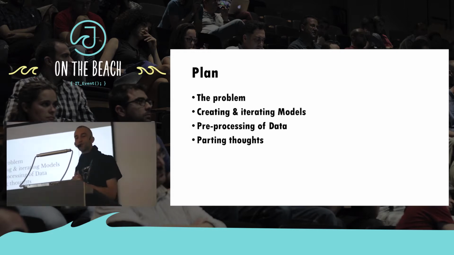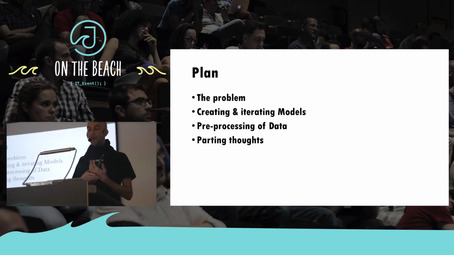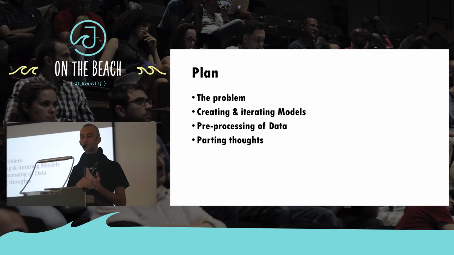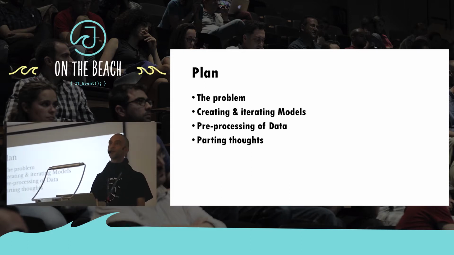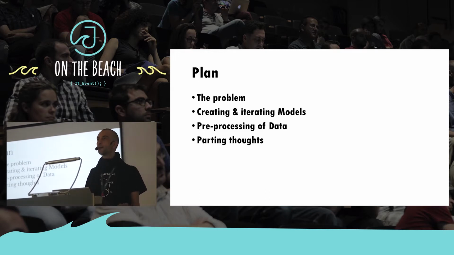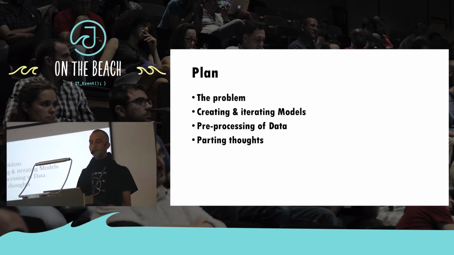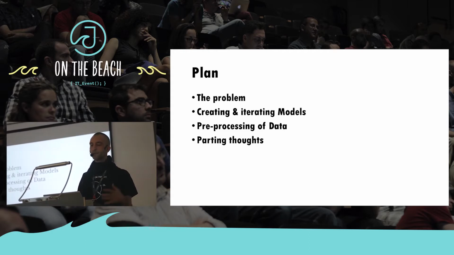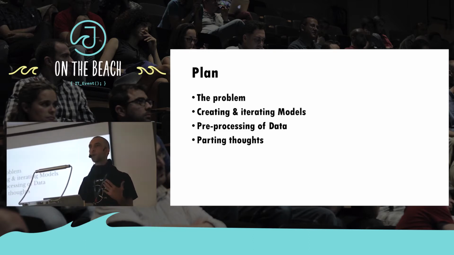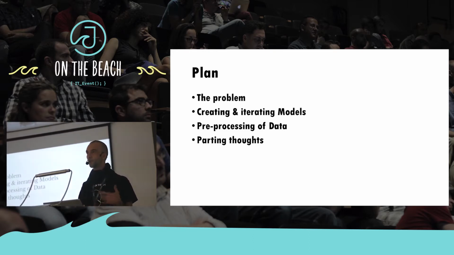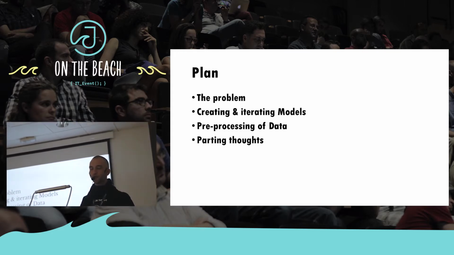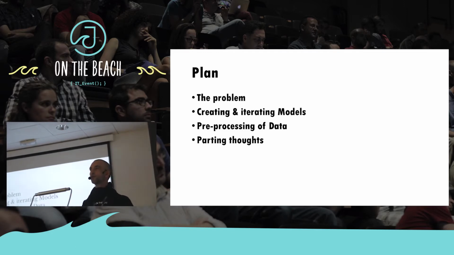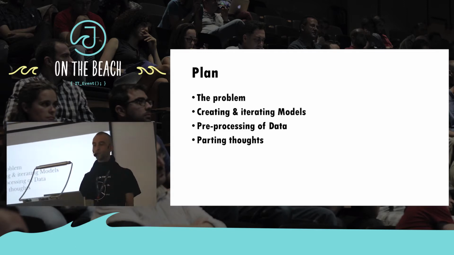So this is how I'm going to approach the problem. The first thing I should do is introduce what it is that we are trying to do. So I'm going to talk a bit about the competition itself, the problem we are trying to solve. Then I'm going to discuss agility, how we approached this so that we could iterate fast and produce models in a good way. Then I will discuss pre-processing of data, which was another problem we encountered, and then there are a couple of parting thoughts.